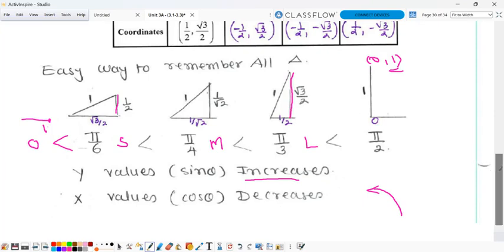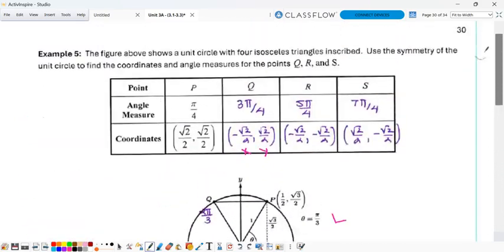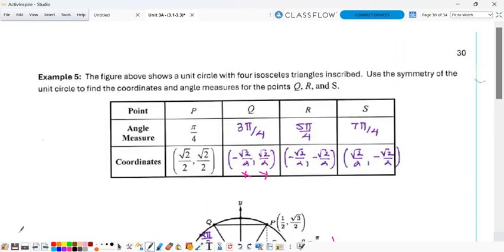I hope this helps you to understand all those angles in radian measures and their trig values. Thank you.